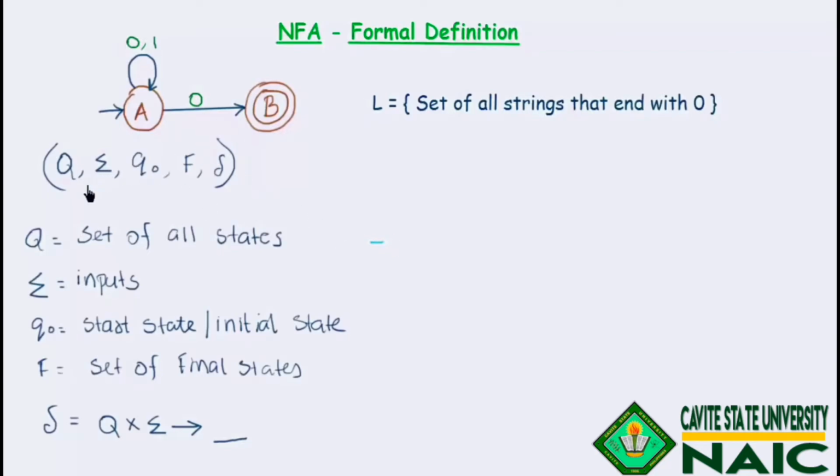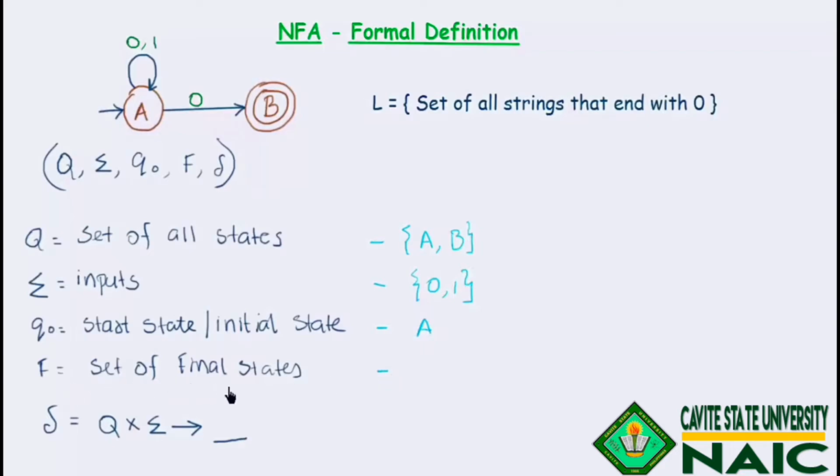In this particular example, Q is the set of all states. So what is the set of all states here? The only states we have are state A and state B. So it is A and B. Alright, and sigma is the input. So what are the inputs we have? The inputs are 0 and 1. And Q naught is the start state or the initial state. And how do we know which is the start state? The state that is pointed to by this arrow coming from nowhere shows that this is the start state. So the start state is A.